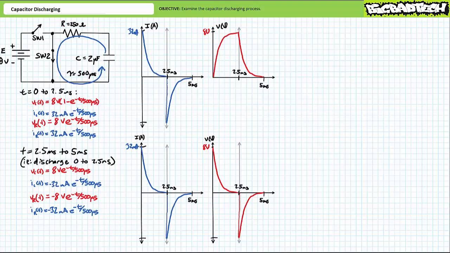In summary, the discharge process is essentially identical to the charge process, only it's running backwards. Let's examine voltage across the capacitor Vc of t first. At the discharge phase's t equals 0, i.e.